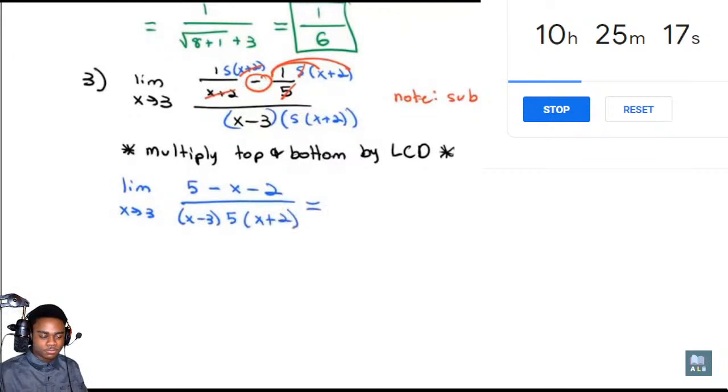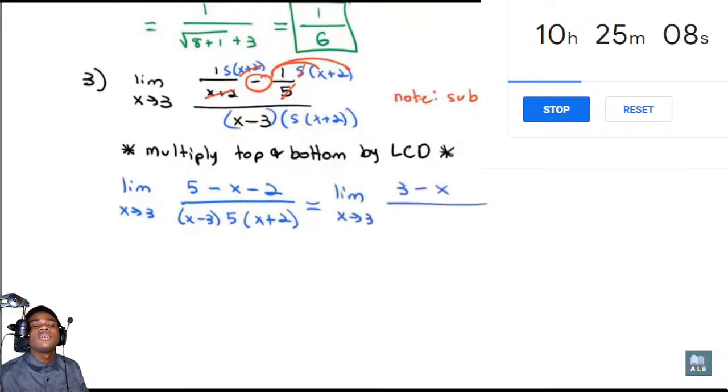Clean up by combining like terms in the numerator. The limit as x goes to 3 of 3 minus x, all over x minus 3 times 5 times x plus 2.